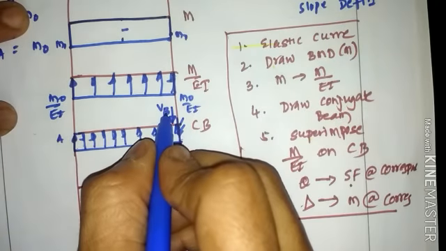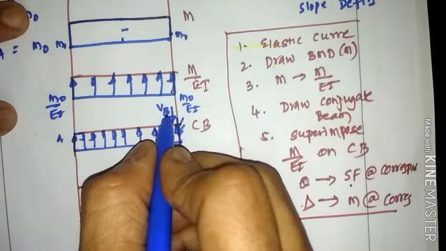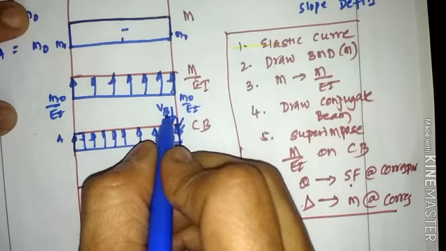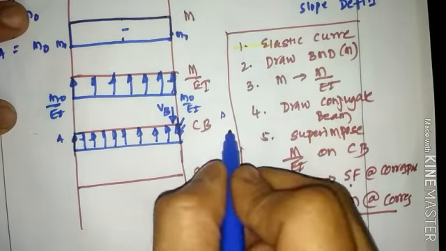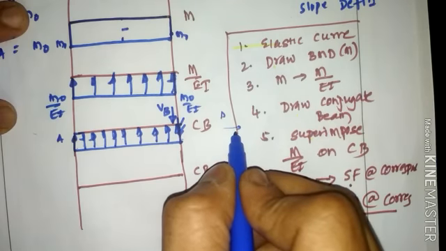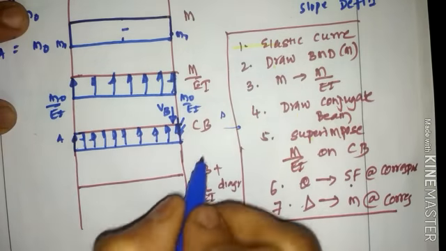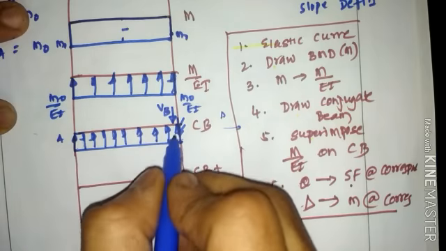Now this VB can be calculated by considering shear force along the y direction equal to 0, because it is parallel to the y direction. Whatever is upward is parallel to the y direction, and whatever is horizontal, we call it parallel to the x direction. So we are considering shear force along the y direction.